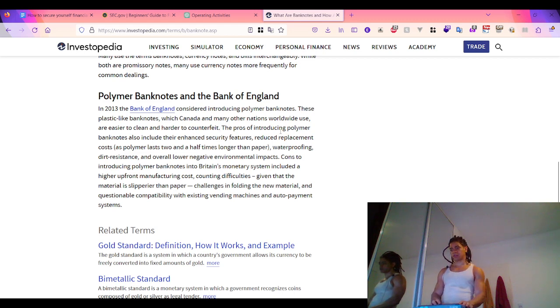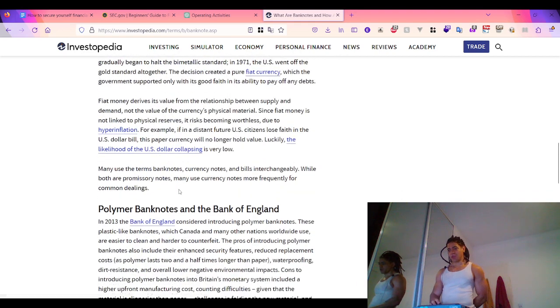The pros of introducing polymer banknotes also include their enhanced security features, reduced replacement costs, as polymer lasts 2.5 times longer than paper, waterproofing, dirt resistance, and overall lower negative environmental impact. Cons include a high upfront manufacturing cost, counting difficulty, given that the material is slipperier than paper, challenges in folding the new materials, and questionable compatibility with existing vending machines and auto payment systems.